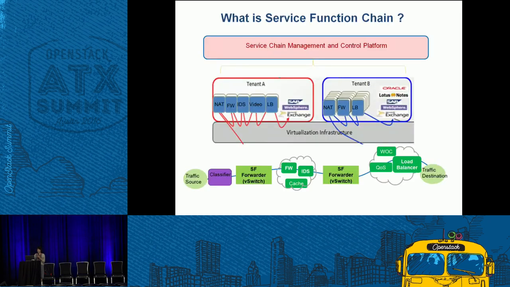So first, what is service function chain? I guess most of you already know. What we mean by service function chain is that through a centralized service chain management control platform, different tenants' traffic flows can be automatically steered through different sequences of service functions. And those service functions can run on VMs, containers, or physical devices.